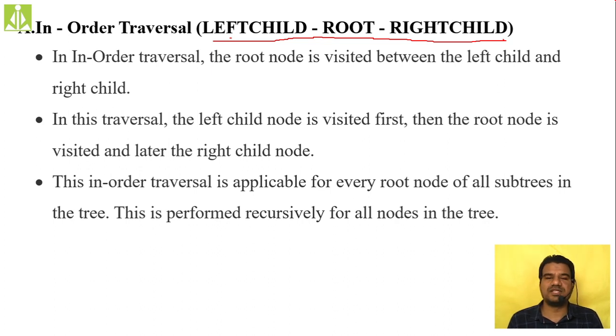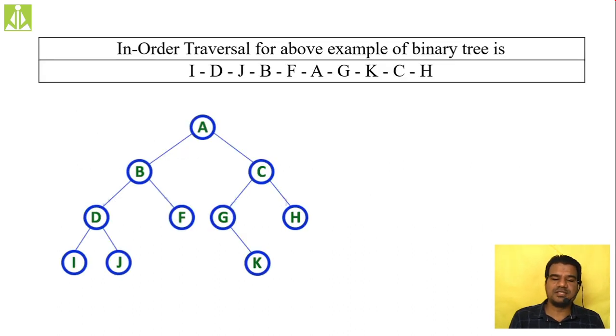So first we have to visit the left child, then visit the root node, finally you visit the right child. So quickly go and see this particular tree, the same tree we are following in all our examples. On this tree, I want to perform the in order traversal. So from where I have to start? From root node I have to start.